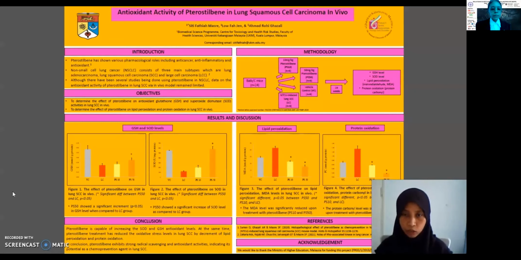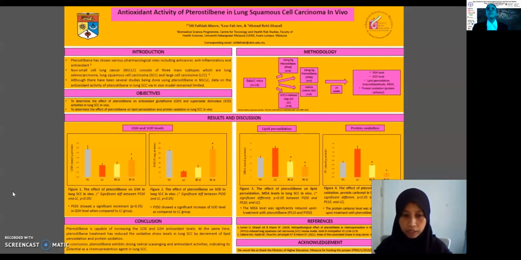we divided it into 4 groups, 2 treatment groups and 2 control groups. For the treatment groups, we have 2 doses of pterostilbene, high and low doses. And after 24 weeks, here are the results. You can see a significant increment of GSH and SOD levels, and a significant decrement of lipid peroxidation and protein oxidation upon pterostilbene treatment.